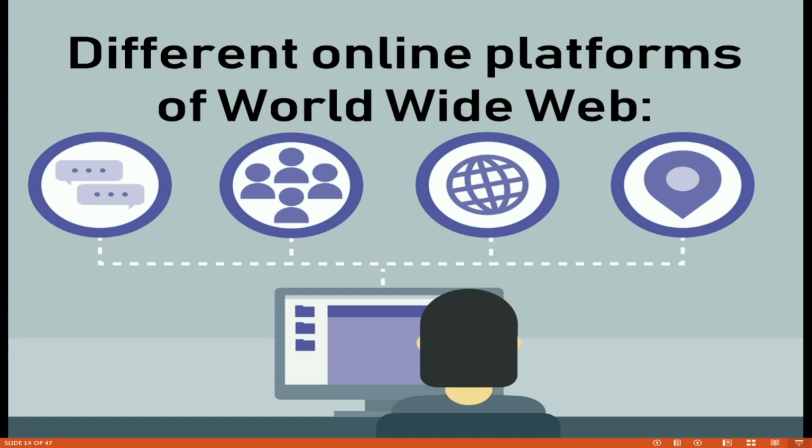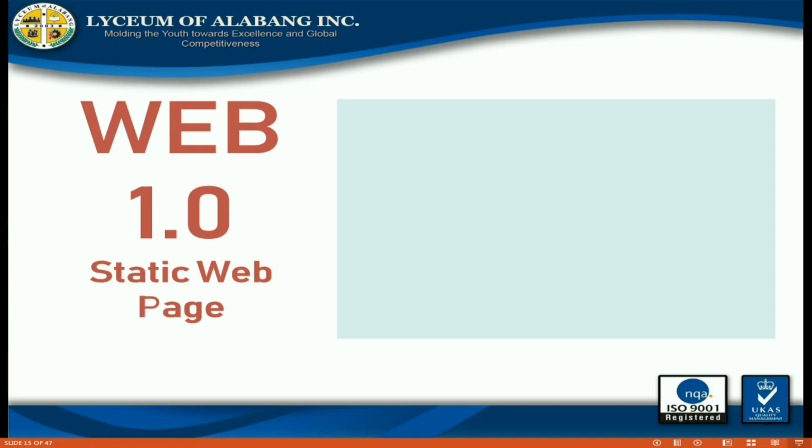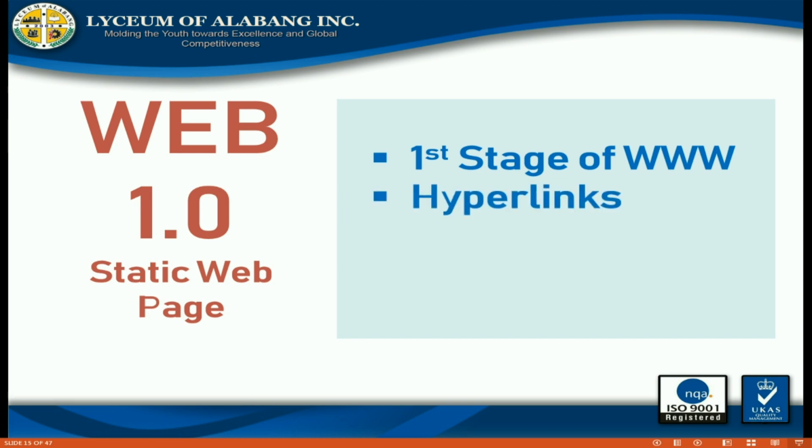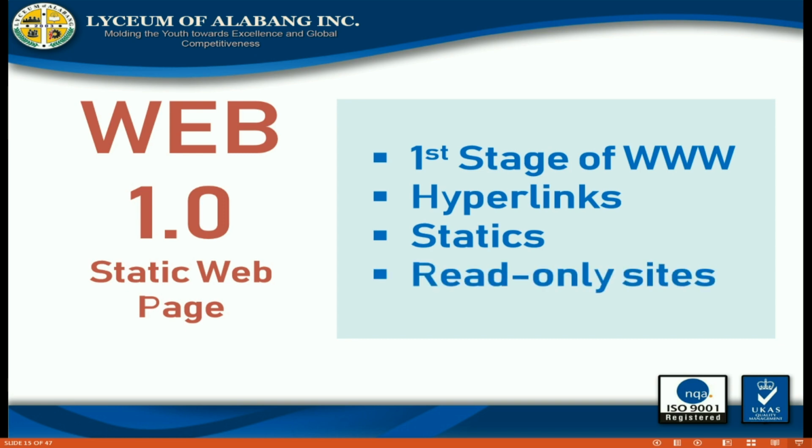Different online platforms of the World Wide Web. Web 1.0, also known as static web pages. First stage of the World Wide Web. Hyperlinks, static, read-only sites.